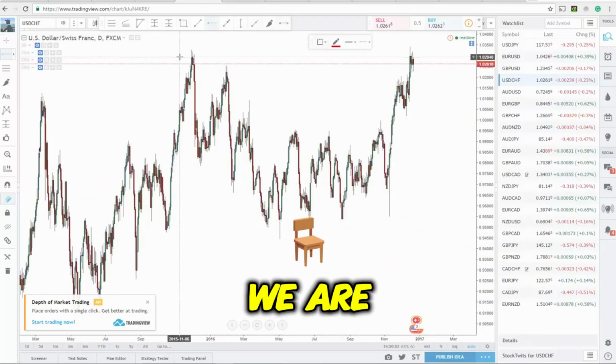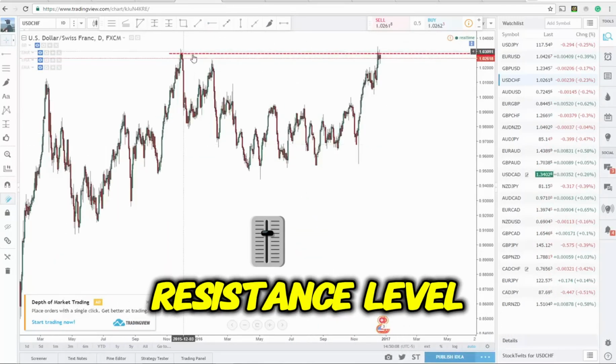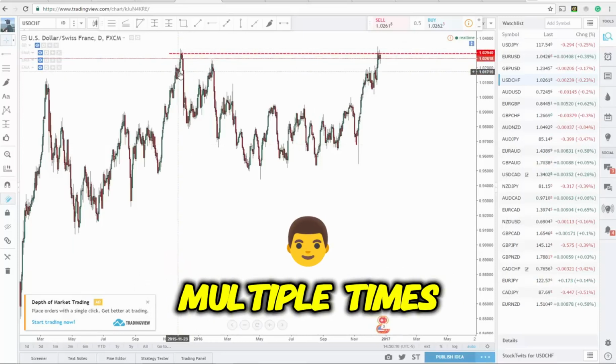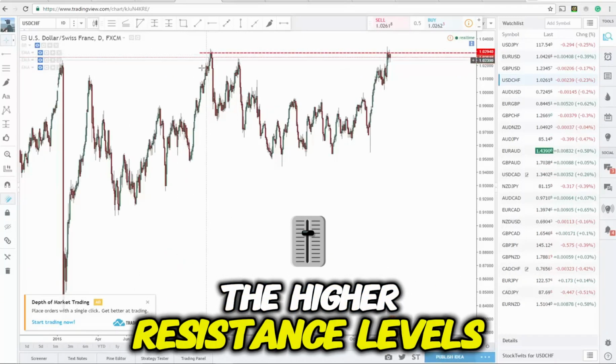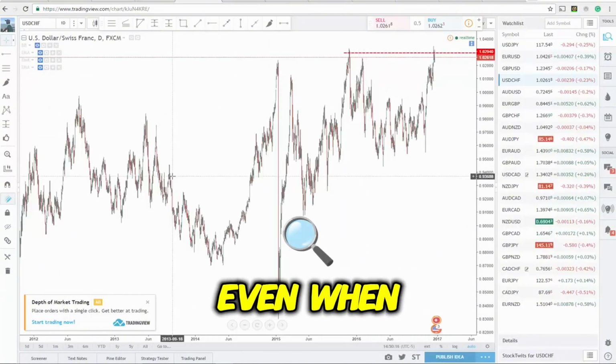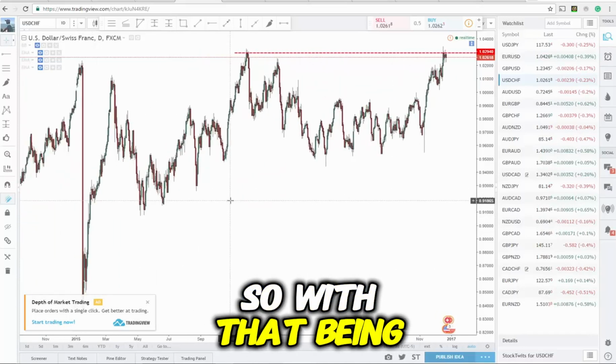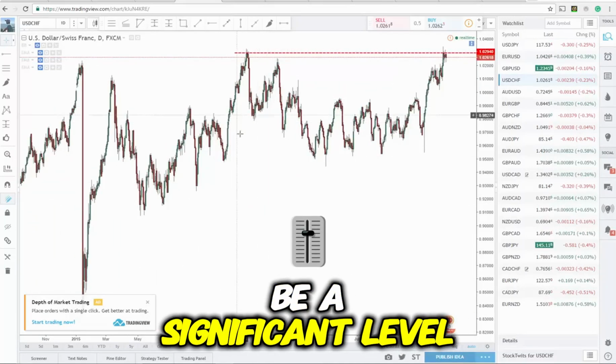For resistance, we are sitting right at a previous resistance level, and I know that this resistance level has not been touched multiple times, but guys, this is one of the higher resistance levels. As you can see, it's the highest high that I can see even when I zoom the chart out all the way back to 2012. So with that being the case, that is going to be a significant level for me.